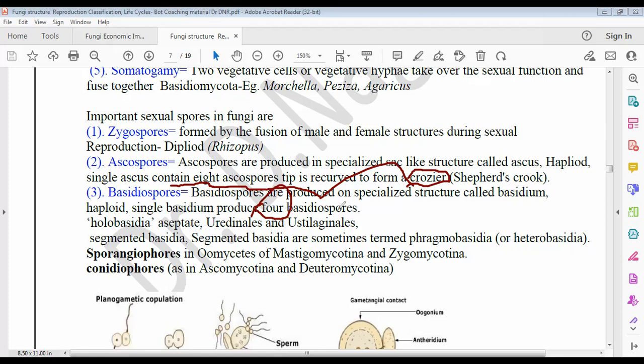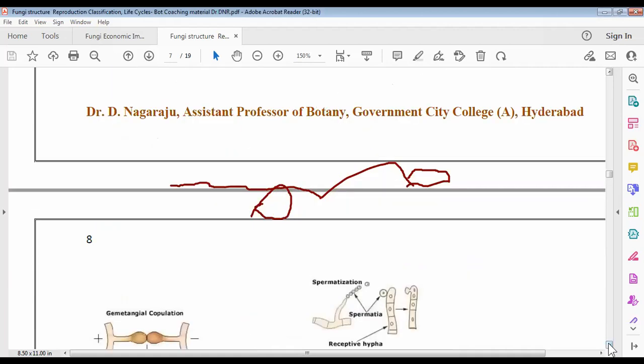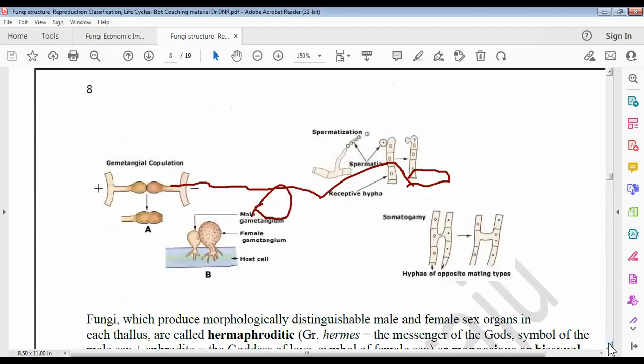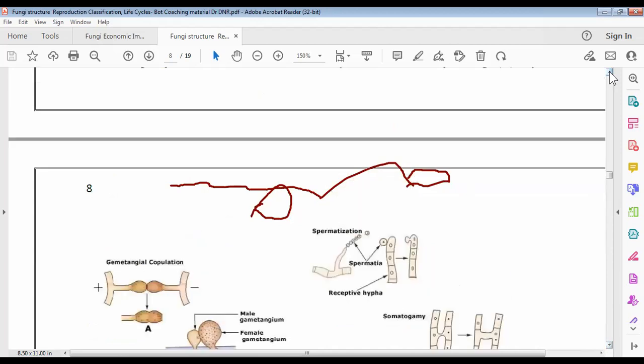Based upon the basidiospore formation, you know two types are there: holobasidium and phragmobasidium. If it has no septa, that is holobasidium. If the basidium doesn't have septa and directly forms the four spores, that is called holobasidium. If it has septa, that is called phragmobasidium. You know the phragmobasidium is present in Puccinia. In Puccinia, basidiospores are formed.